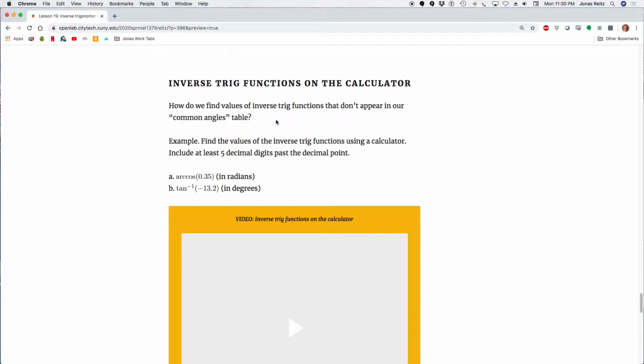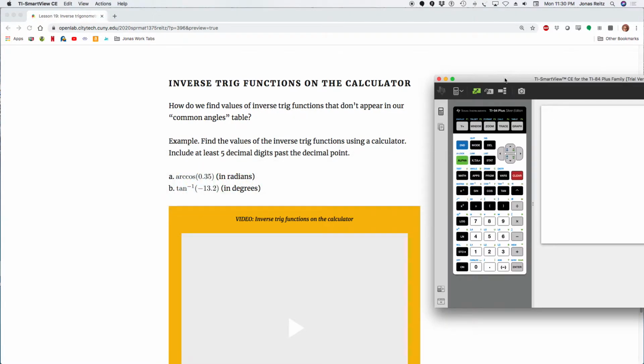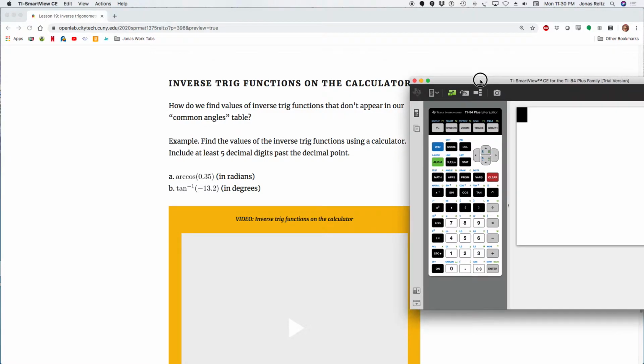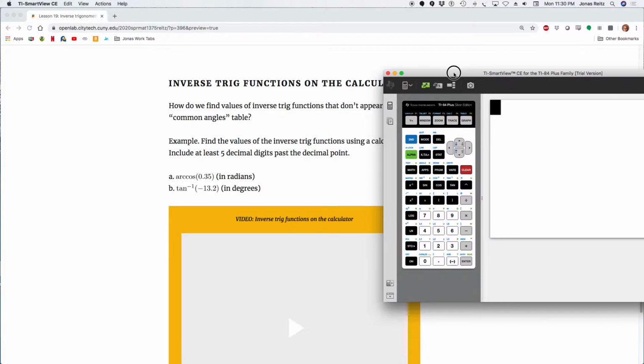I'm coming back recording on a different machine here in hopes of being able to show you the TI-84 and how to use the inverse trig functions on it. So let me pull my emulator up. Here it is. I'm using the TI Smart View, and this is the TI-84 Plus Silver Edition that it's showing us here. Yours may look slightly different, but it will be similar.